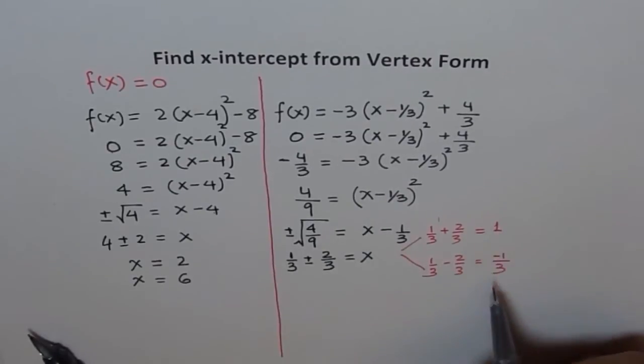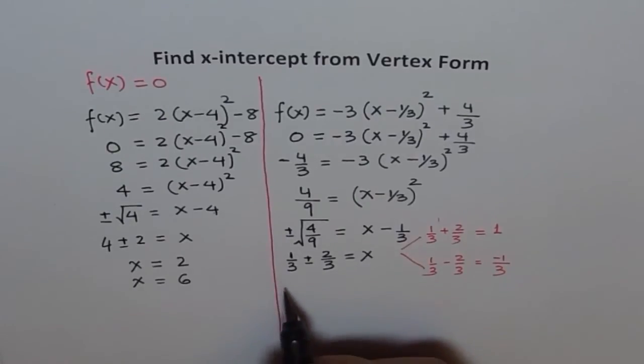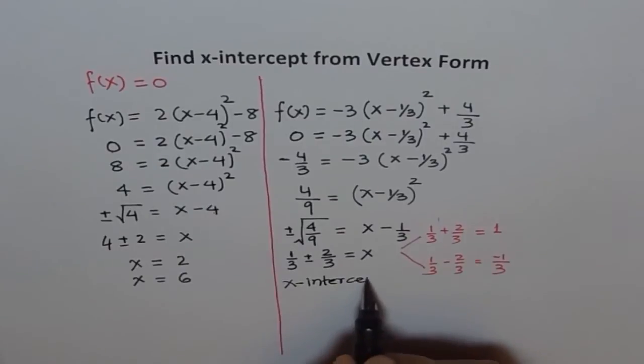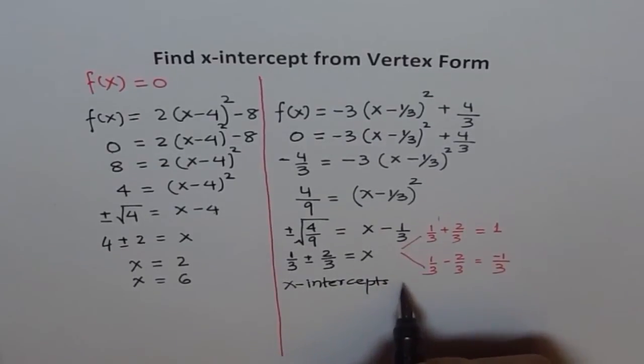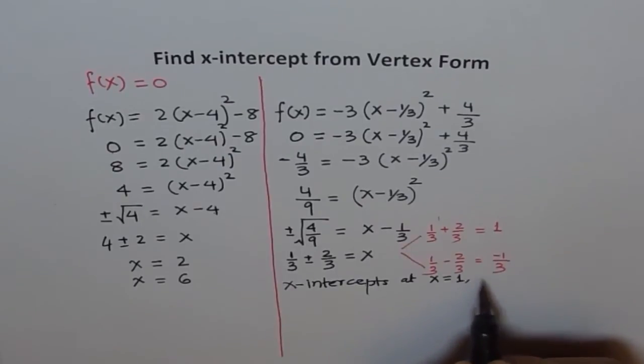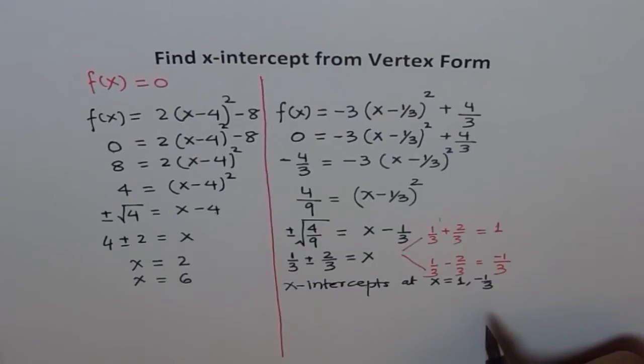Do you see? So my 2 x-intercepts are, let me write down here, x-intercepts at x equals 1 and minus 1 over 3. Does it make sense to you? That is how it is.